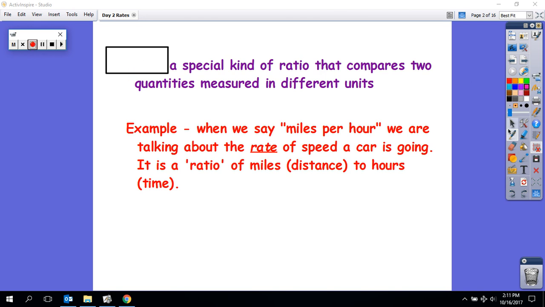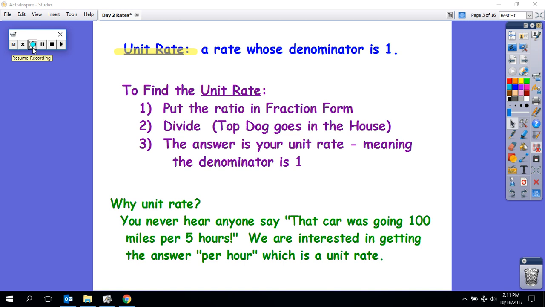A unit rate is a special kind of ratio that compares two quantities measured in different units. For example, when we say miles per hour, we are talking about the rate of speed a car is going. It's a ratio of miles to hours. A unit rate is a rate whose denominator is 1.